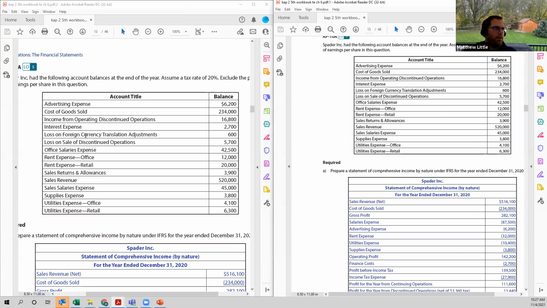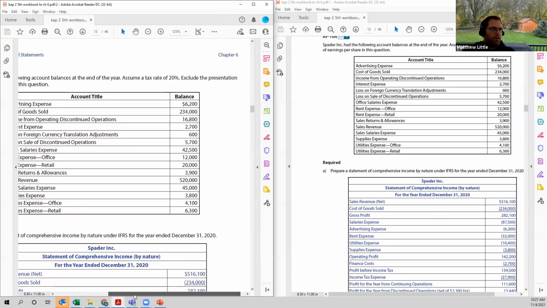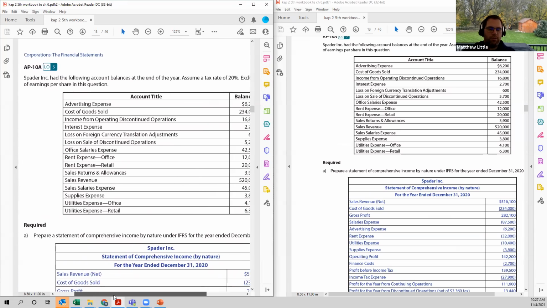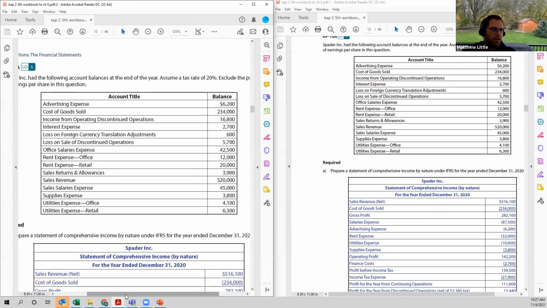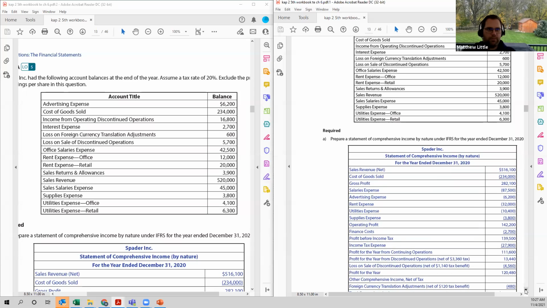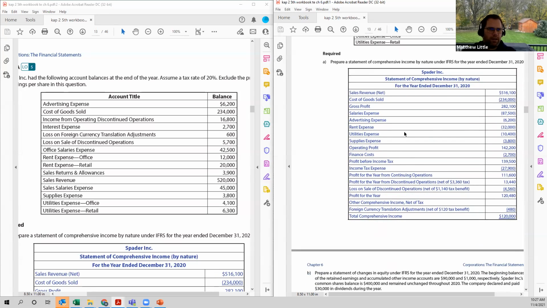All right, so 10A, again, we're given a bunch of balances and we're assuming a tax rate of 20%. We're going to exclude the earnings per share presentation. So we're just going to create the statements as required without the earnings per share component that we talked about in this chapter. So firstly, we need to identify our comprehensive income statement. So I'll pull it up here. And this is by nature of the expenditure.